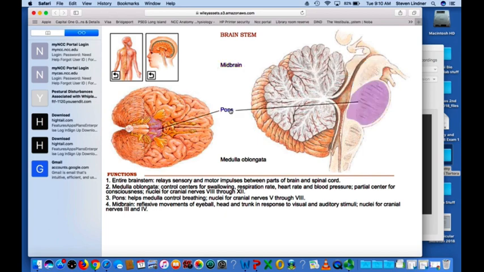Here's the pons, where you're going to have the apneustic and pneumotaxic centers that are involved in regulating respiration. And then we have the medulla. Again, in the medulla are cranial nerves 8, 9, 10, 11, 12. In the pons, 5, 6, and 7. And in the midbrain, 3 and 4.